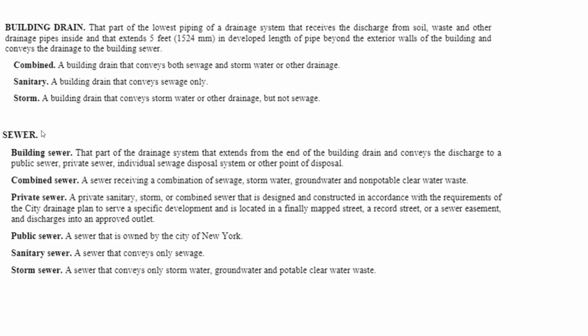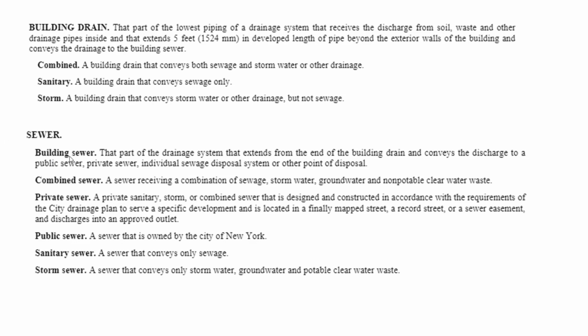And then you could have a storm, which just conveys stormwater. Now, sewer, there's a few definitions for that in the plumbing code. And the first one is building sewer. That part of the drainage system that extends from the end of the building drain and conveys the discharge to a public sewer, private sewer, individual sewage disposal system, or other point of disposal.